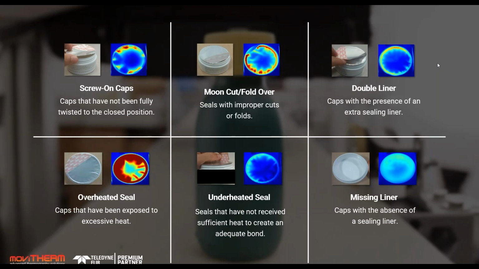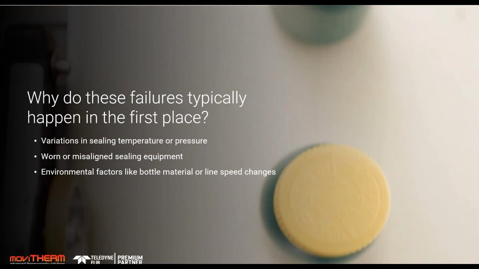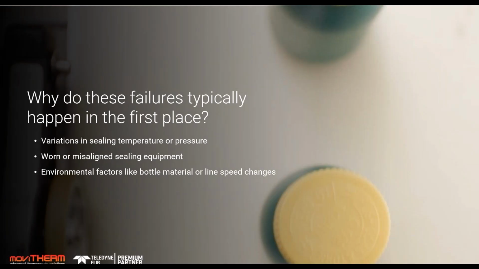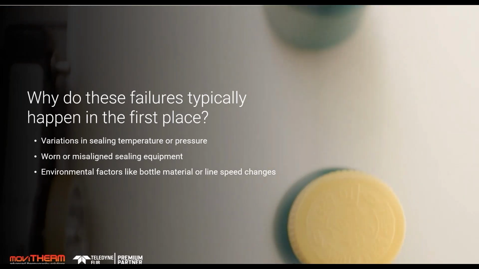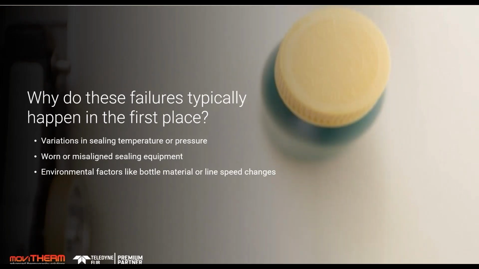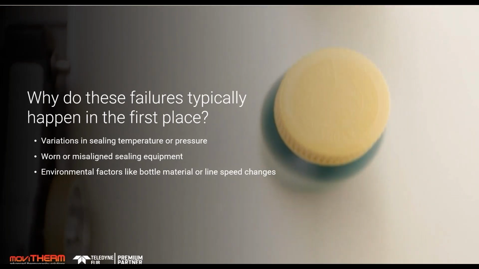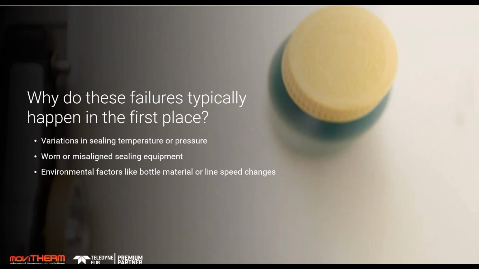Well, they're gonna show up. The thermal image is essentially a thermal signature, and that thermal signature is going to alter when we see issues. So, how these failures happen, they can be just simple stuff, with just a misalignment of the cap, or maybe there's worn or damaged components. Even the sealing coil on your induction sealer may have an issue.